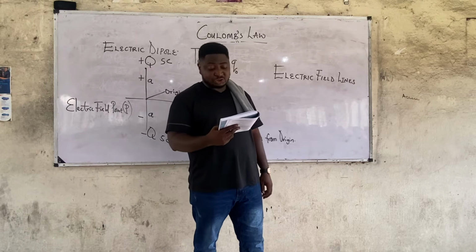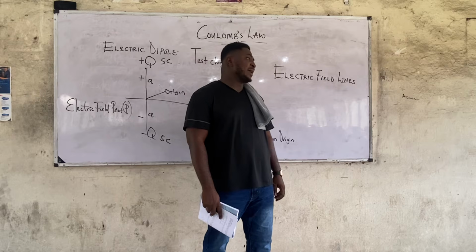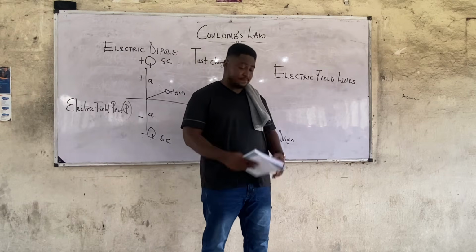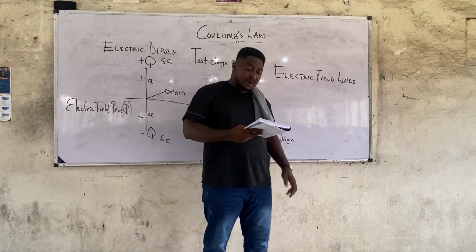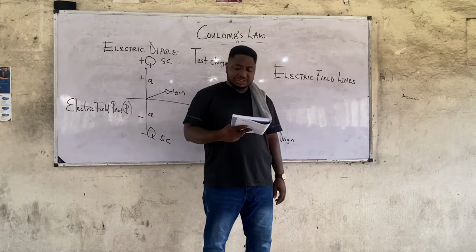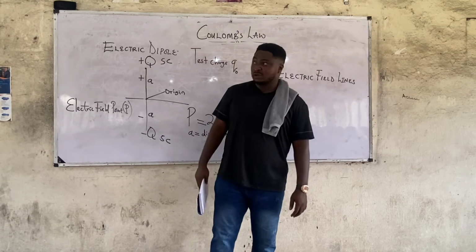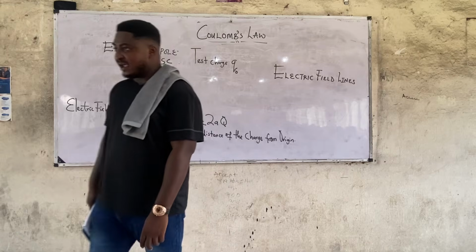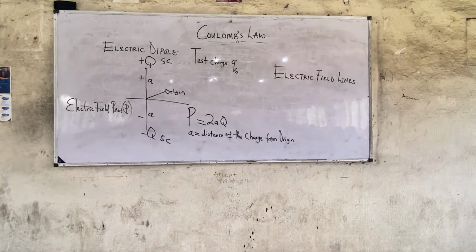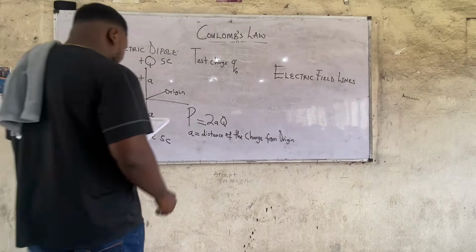The lines of force are drawn so that the magnitude of the electric field is proportional to the number of lines crossing a unit area perpendicular to the lines.